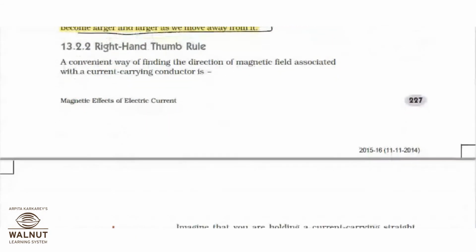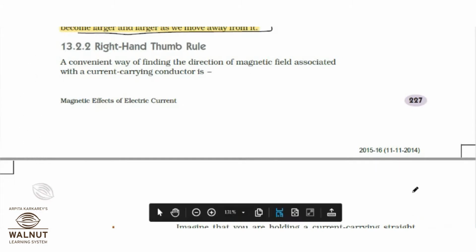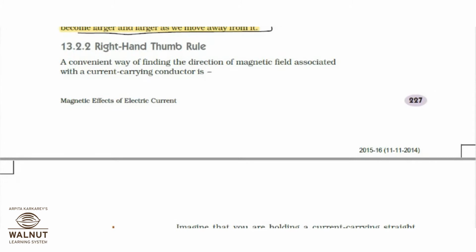This is a rule that we have to use for finding the direction of magnetic field. So we know that magnetic field is a vector quantity. It is not there for 10th. You can just remember the relation. B is directly proportional to I and B is inversely proportional to 1 over R. Okay.